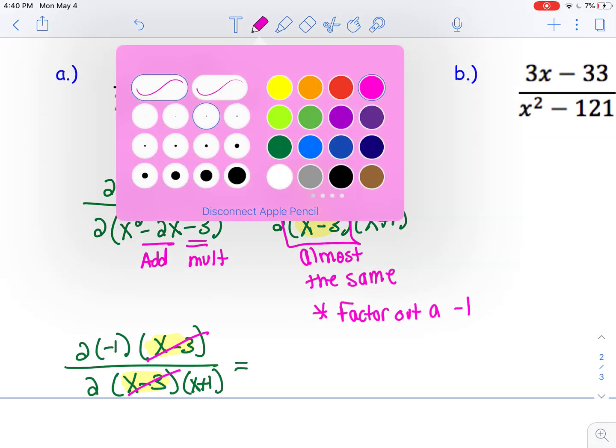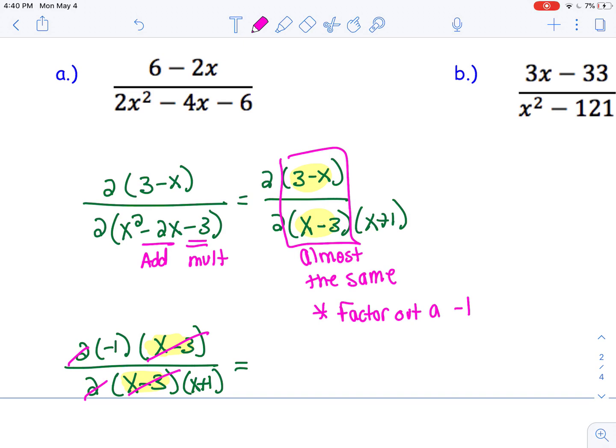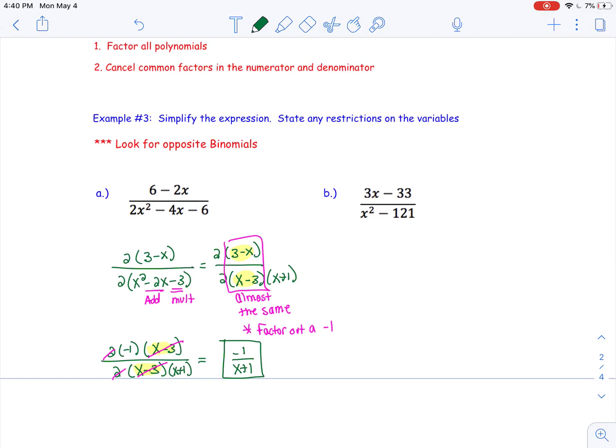We can also cancel the 2's. So that leaves me with a final answer of -1 over x plus 1. That one's a little bit different just because you have to factor out that -1. You do that when you see two binomials, which is an expression with two terms, that are close to each other but not exactly the same.